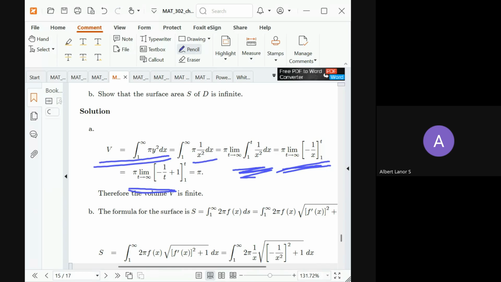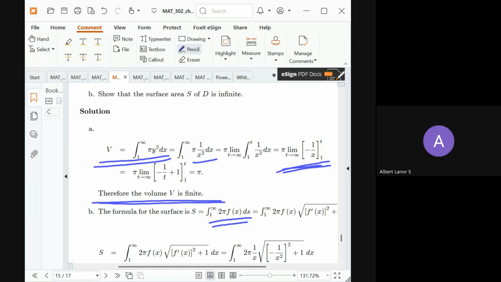Plus 1. So when you find the limit of it, you're going to get pi. So the value of the volume is finite. It is pi. But right, the surface area is given by 2 pi f of s ds.